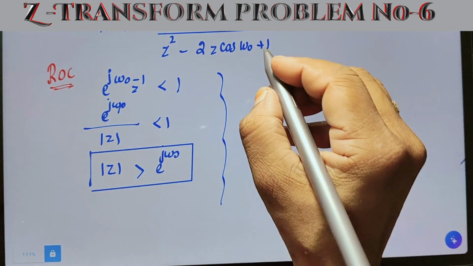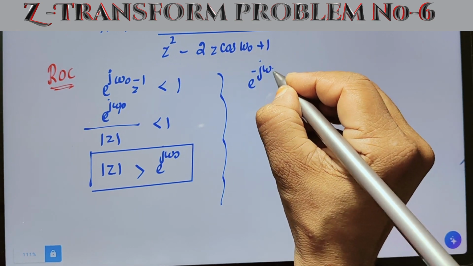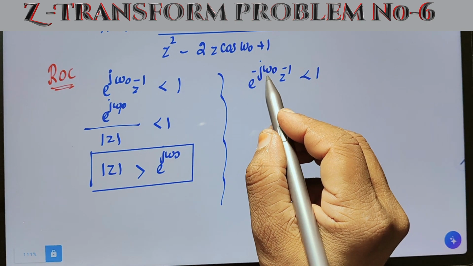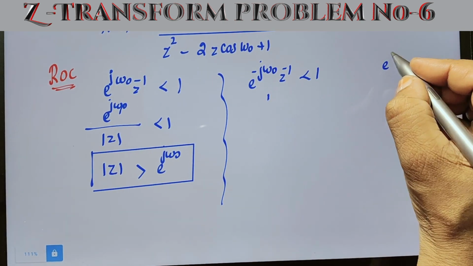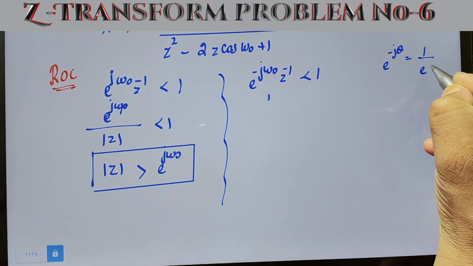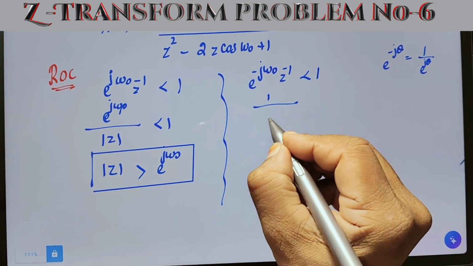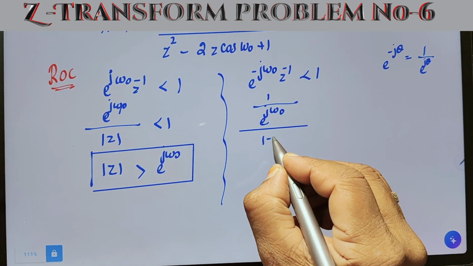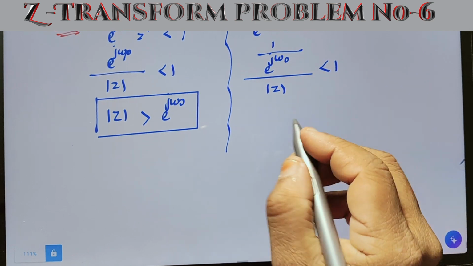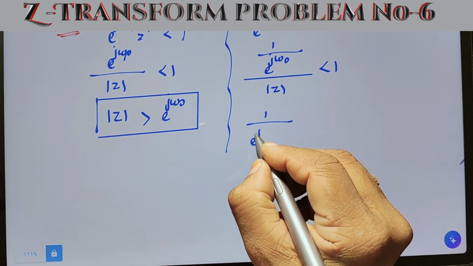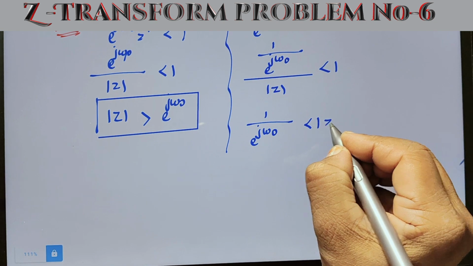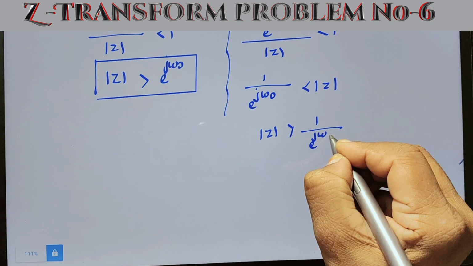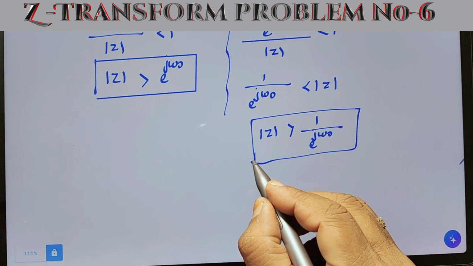Likewise, for the second part of the ROC, e power minus j omega naught z inverse less than 1. So 1 by z power minus j theta can be written as e power minus j theta means 1 by e power j theta. Both are the same. Likewise, write 1 by e power j omega naught the whole divided by modulus z less than 1. Then 1 by e power j omega naught less than modulus z, so modulus z greater than 1 by e power j omega naught. So two sets of ROC.